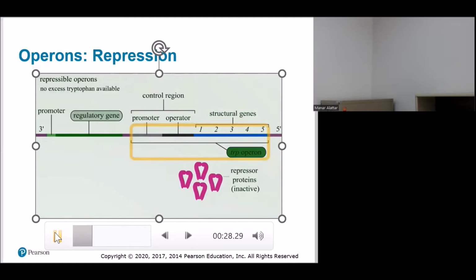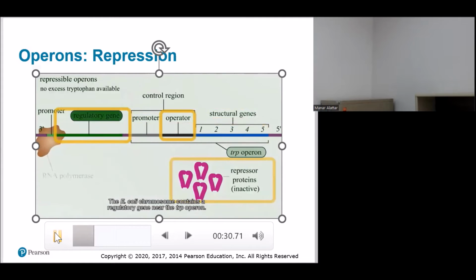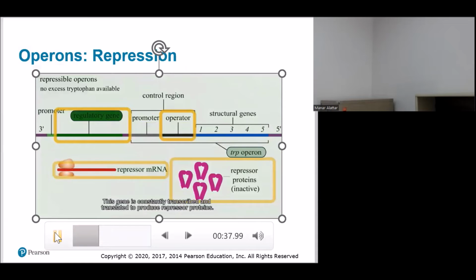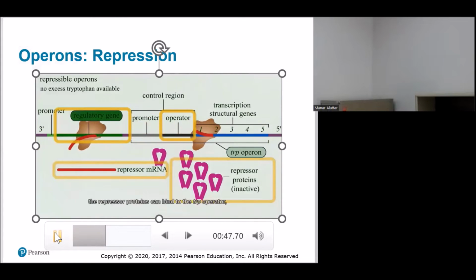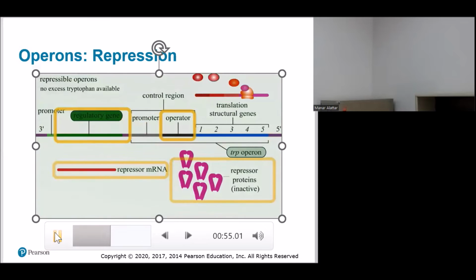The E. coli chromosome contains a regulatory gene near the trp operon. This gene is constantly transcribed and translated to produce repressor proteins. However, these repressor proteins are inactive unless excess tryptophan is available. Once activated by tryptophan, the repressor proteins can bind to the trp operator, preventing RNA polymerase from moving beyond the promoter. When a repressor protein is bound, the genes for tryptophan biosynthesis cannot be transcribed into mRNA.